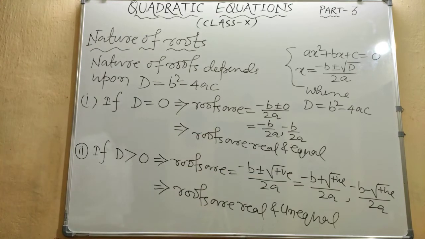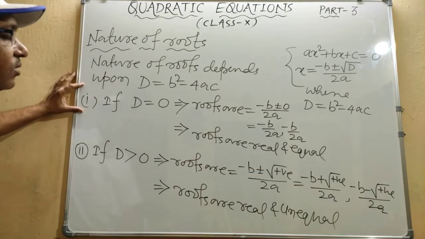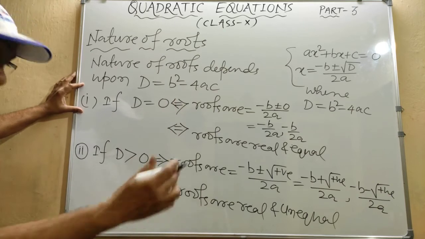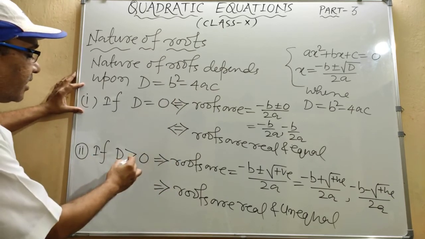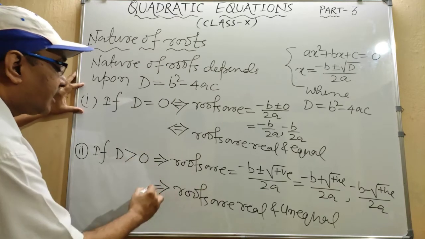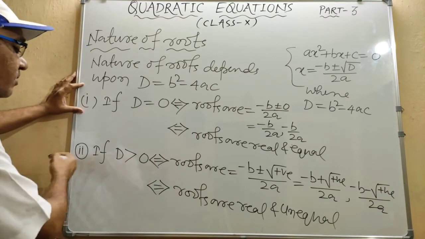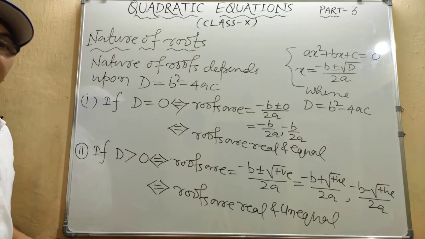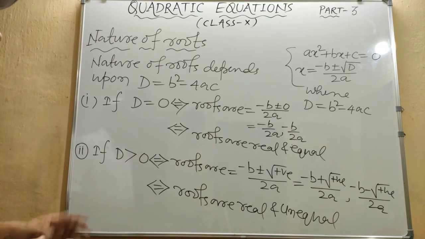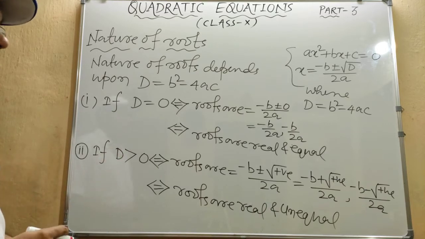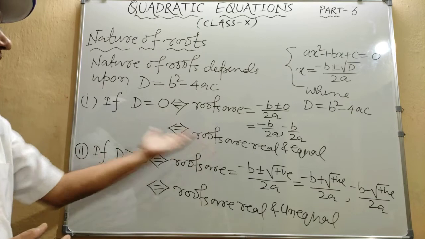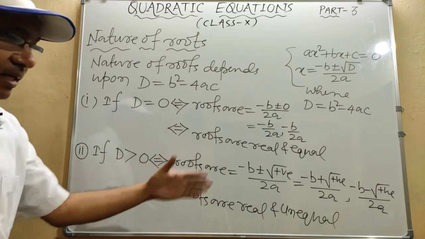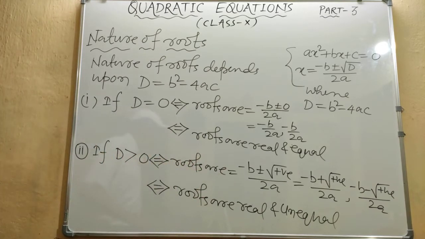So you must remember, in case when d is equal to 0, roots are real and equal, and if roots are real and equal, then d must be 0. It is true from both sides. If d is greater than 0, then roots are real and unequal. It is true from that side also. If roots are real and unequal, then d must be positive. Discriminant must be positive. So you must remember, in case d equal to 0, roots are real and equal. If roots are real and equal, d must be 0. If d greater than 0, roots are real and unequal. If roots are real and unequal, d must be positive or greater than 0.